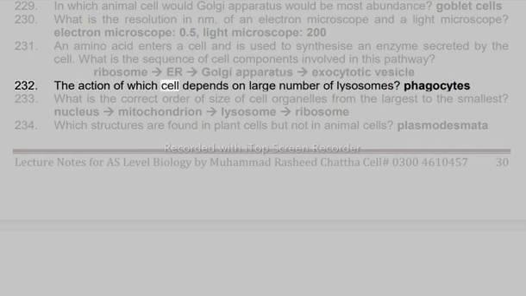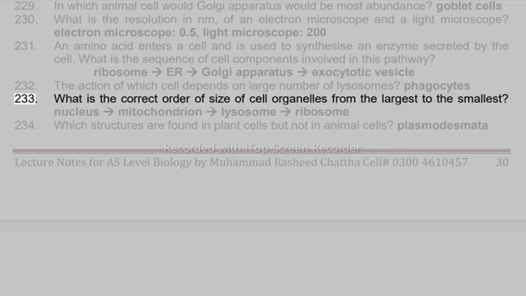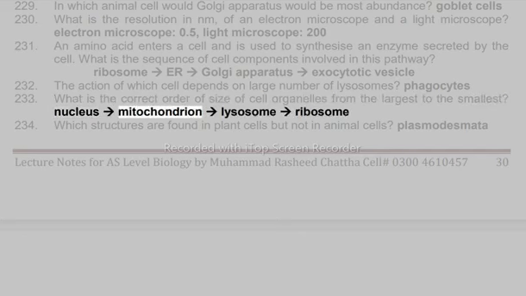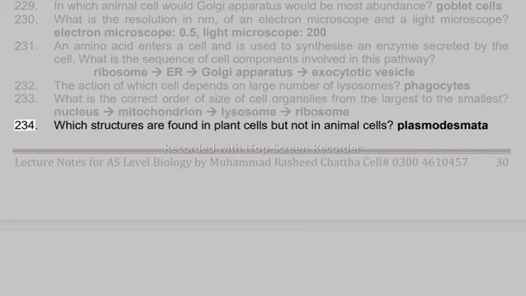232. The action of which cell depends on a large number of lysosomes? Phagocytes. 233. What is the correct order of size of cell organelles from the largest to the smallest? Nucleus, mitochondrion, lysosome, ribosome. 234. Which structures are found in plant cells but not in animal cells? Plasmodesmata.